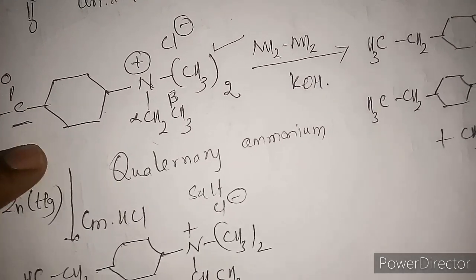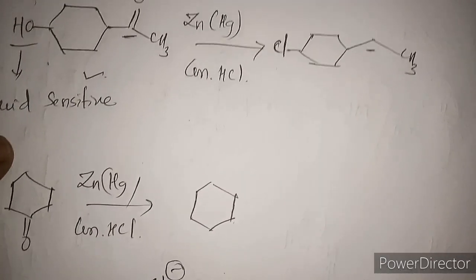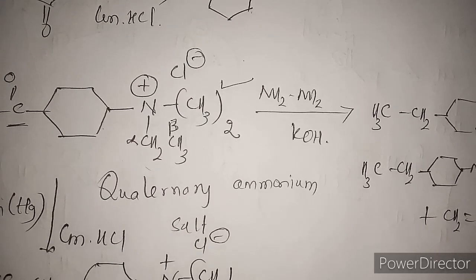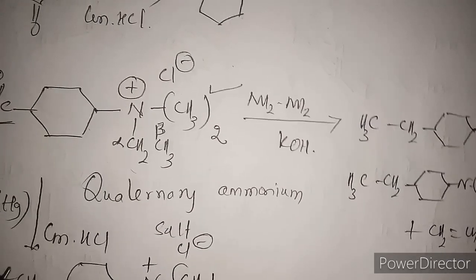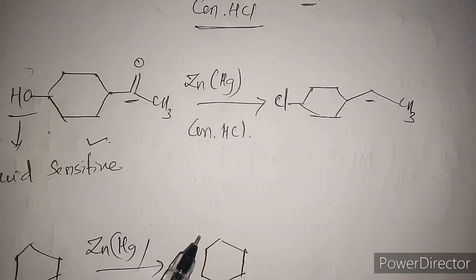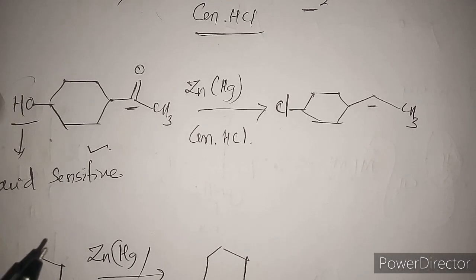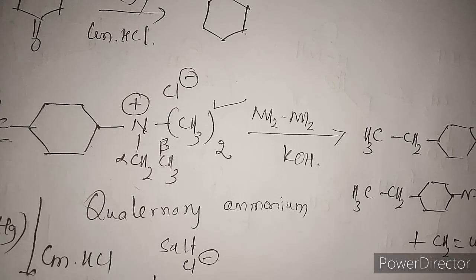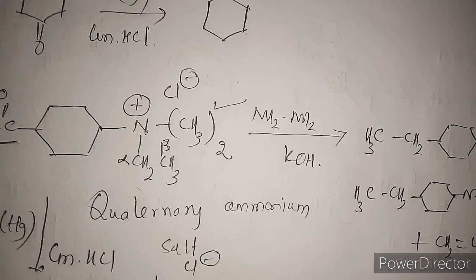So if any acid sensitive group is there in the reduction process, we need to carry out the reaction in the basic medium. If a base sensitive group is there, we need to carry out the reaction in the acid medium. So it is acid inert but base labile. This is a very important application of Clemmensen reduction as well as Wolff-Kishner reduction.